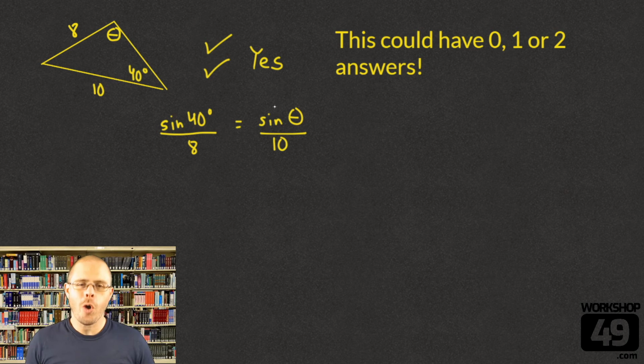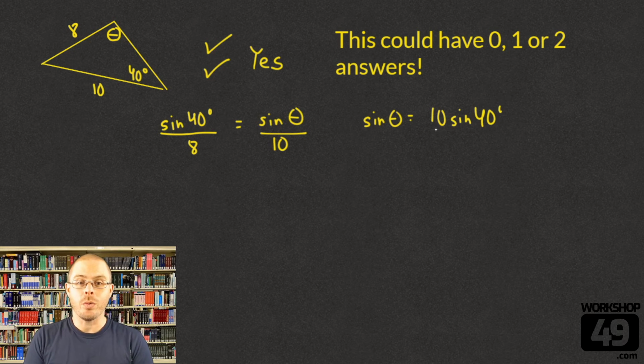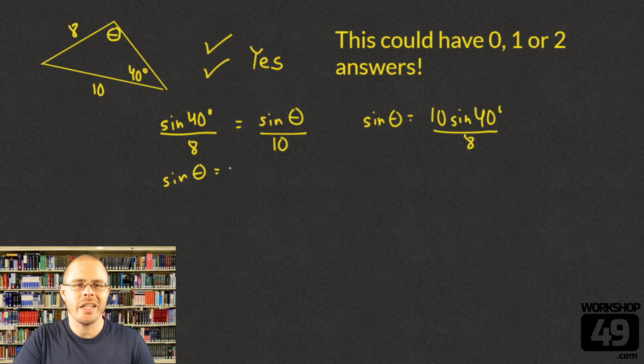Law of sines, no problem here. Hopefully you've watched some of my law of sines videos. This is just a little step up. We simplify this by multiplying the 10 across to the other side. We have sine of theta is equal to 10 sine 40 degrees over 8. Great. That goes into the calculator nicely.